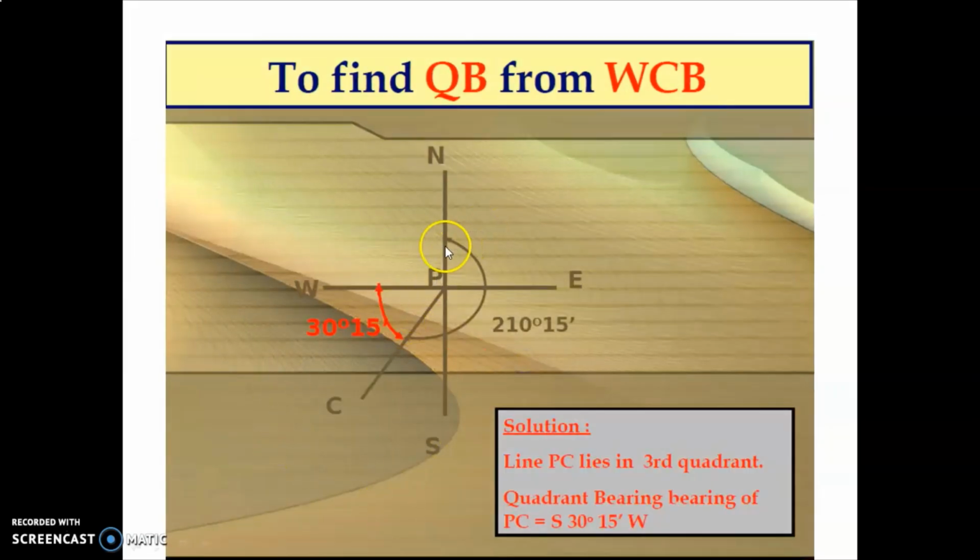Same way, third one. Here WCB is given as 210 degree 15 minute, which lies in the third quadrant. So what is your answer? Line PC lies in the third quadrant. So what is the quadrantal bearing reading? PC is equal to south 30 degree 15 minute west. How? From here to here it is 210 degree 15 minute.